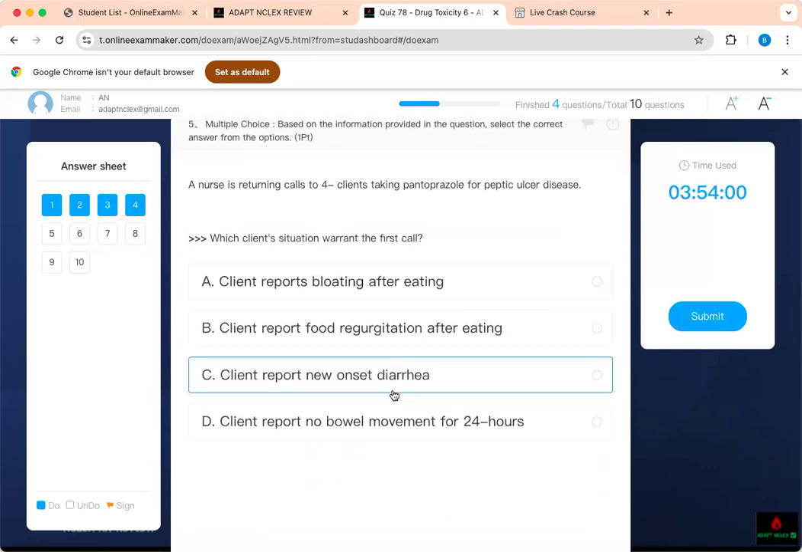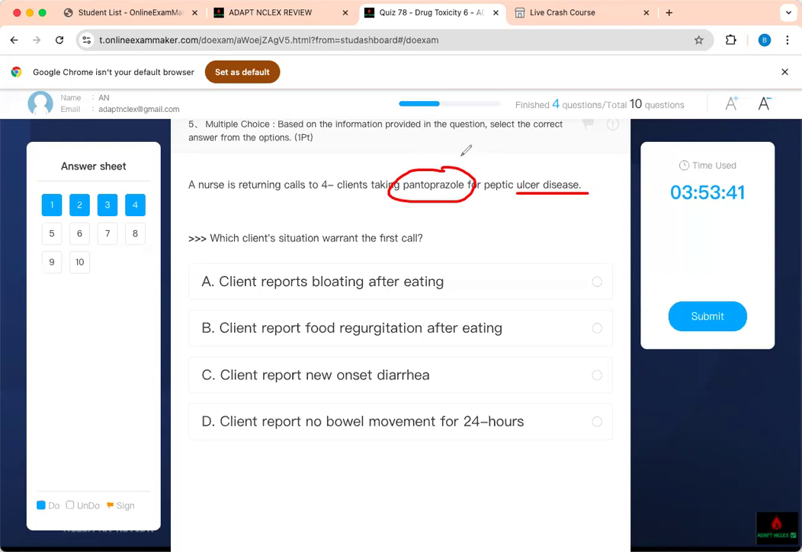Which client situation warrants the first call? Who will you call first? Prioritization 101. This is returning calls to four clients. One is taking pantoprazole for peptic ulcer. Buzzword, go for it. Analyze it. Make it easy. Prazole for peptic ulcer. This is a PPI. What is the side effect of a PPI? It causes C. diff. It decreases your magnesium. It causes pneumonia and osteoporosis.